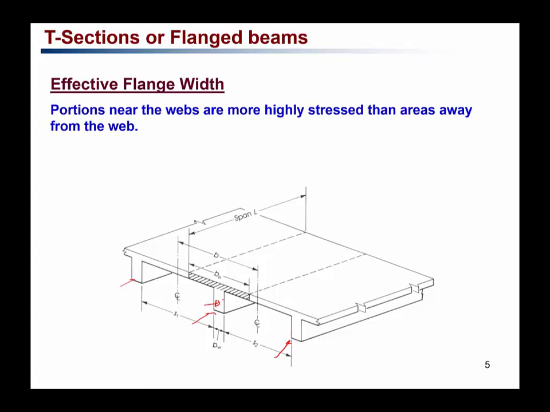So the slab nearer to the beam will have more stress, and for example, the center to center distance from here to here is B, and the effective width that you have to take into account is this one. That means this part of the slab will contribute towards the analysis of the beam. So we need to know what is the effective width of the slab that you have to take into account, and that's where the Australian design codes will come in to give you the equation to find out what width of the slab you have to take into account as a part of the beam.